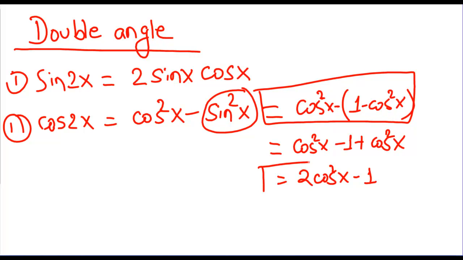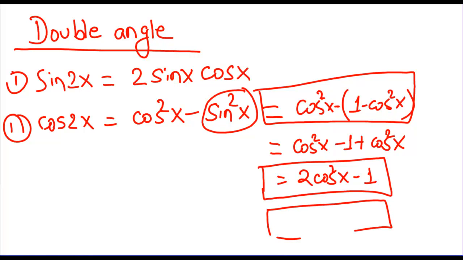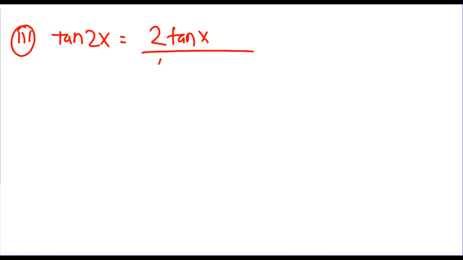You can either remember this form or that form, or instead of replacing sine, if I replace cosine here, I would get 1 minus 2 sine square x. So you can remember either this form or this form for the cosine of 2x. Now let's look at the third one, which is the tangent double angle, equals 2 tangent x over 1 minus tangent square x. So this is the tangent double angle.